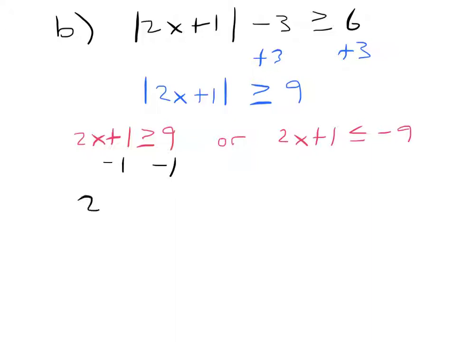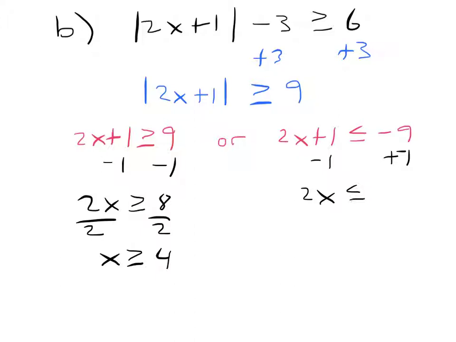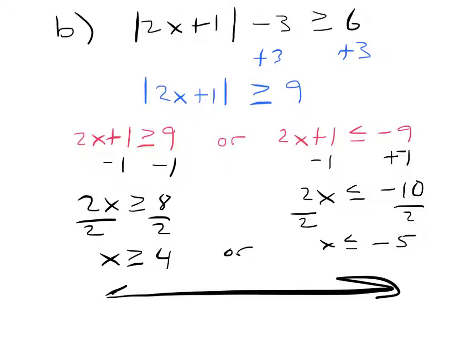Minus 1, 2x is greater than or equal to 8. Divide by 2, x is greater than or equal to 4. Minus 1, add the opposite on the second side. 2x is less than or equal to negative 10. Divide by 2, x is less than or equal to negative 5. This is an or. When I make my number line, I have negative 5. Remember, that's smaller than 4. And 4. I'm going to have closed circles on both. And I'm going to graph on the outsides.